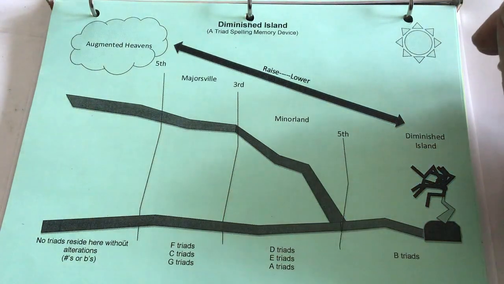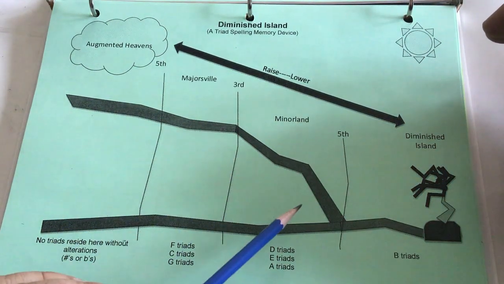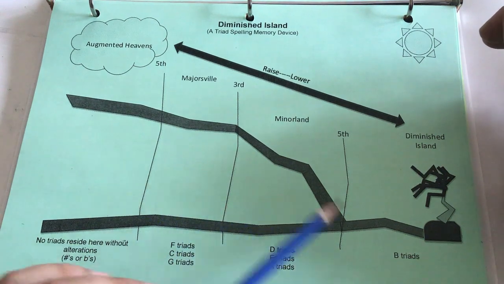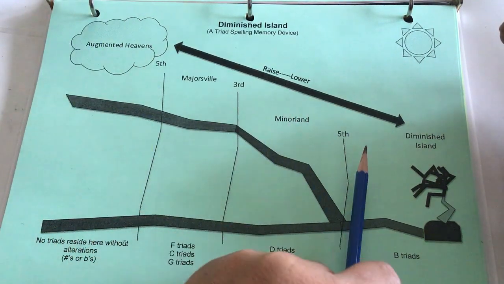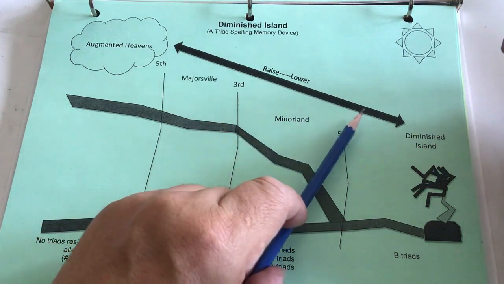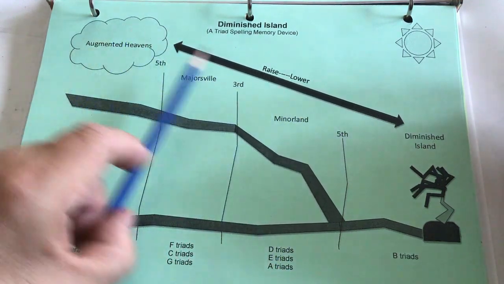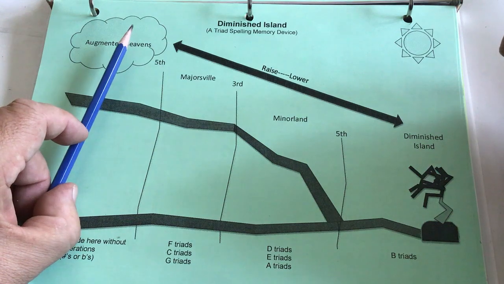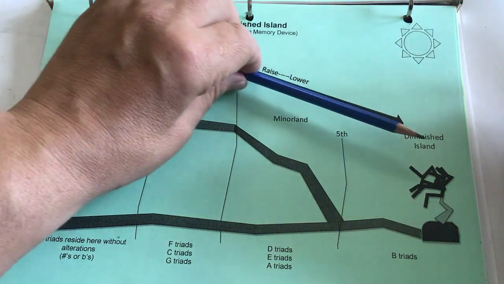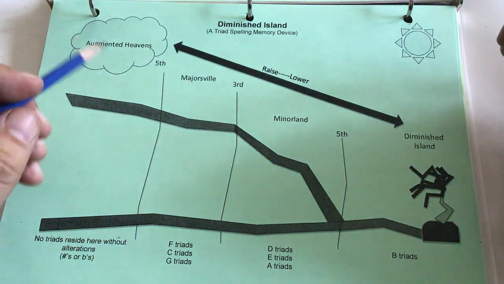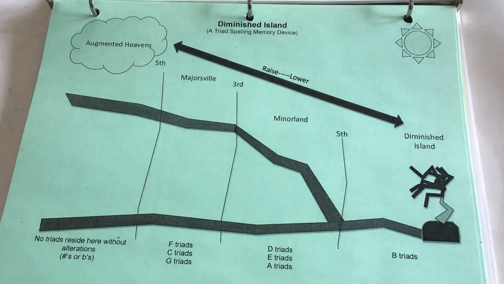Okay, if you want to move one of these triads from where it lives to somewhere else, it has to cross a border. And at that place, you either have to raise the note, that means add a sharp, if you're going in this direction, or lower a note, that means add a flat, if you're going in this direction. For example, I'm going to mess my paper up. You don't have to, although if you want to take notes, that's fine.